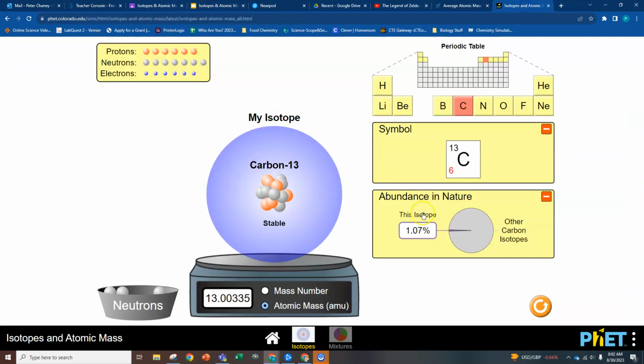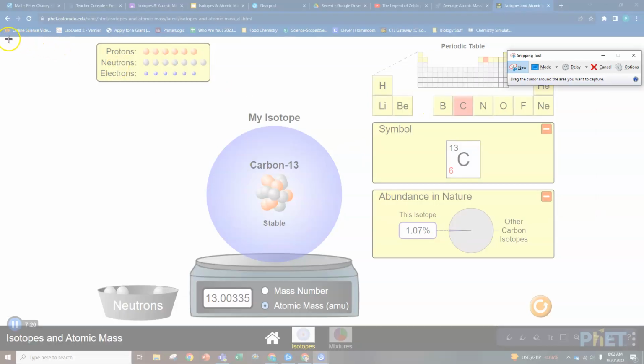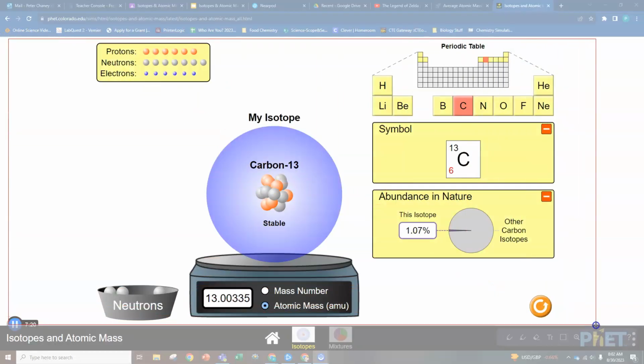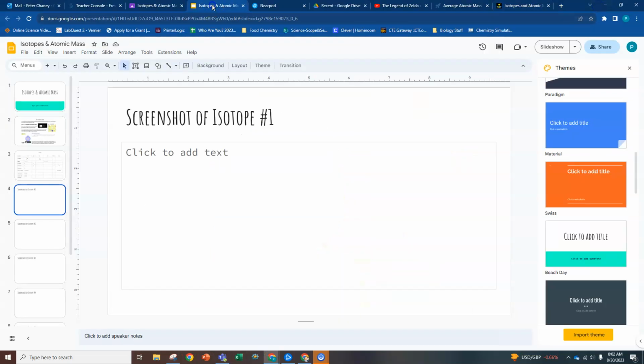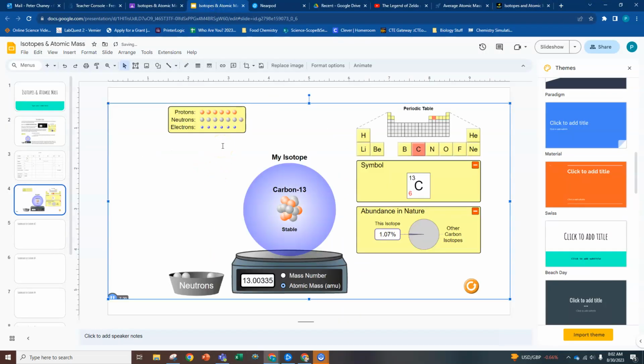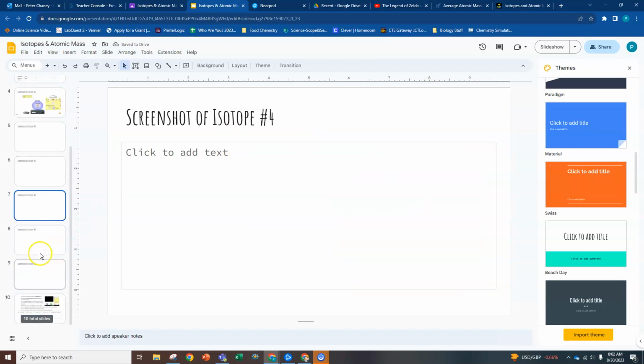Go back, make sure both these tables are open. Snipping tool right here. Copy. Go back to our slide deck. Paste. Control V to paste. Resize. And we're good to go. And we'll just keep doing that for the rest of the isotopes.